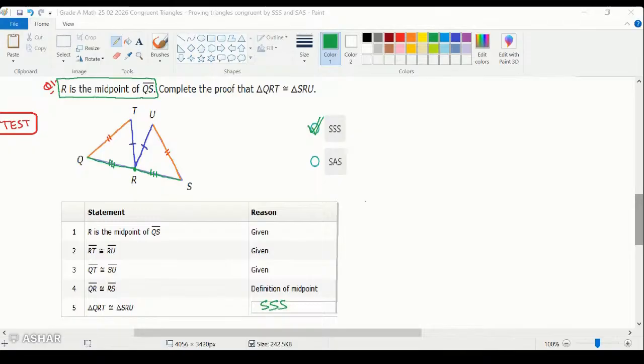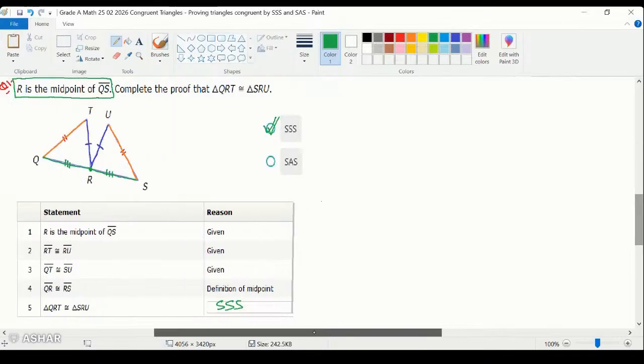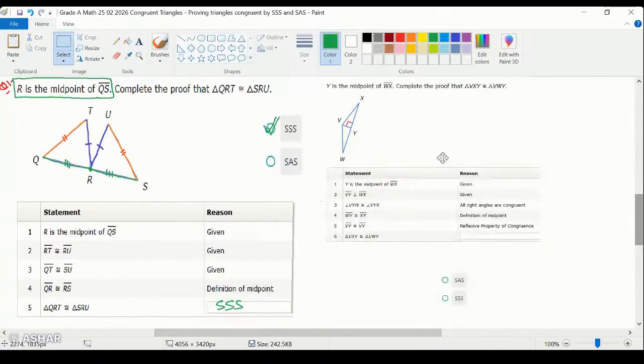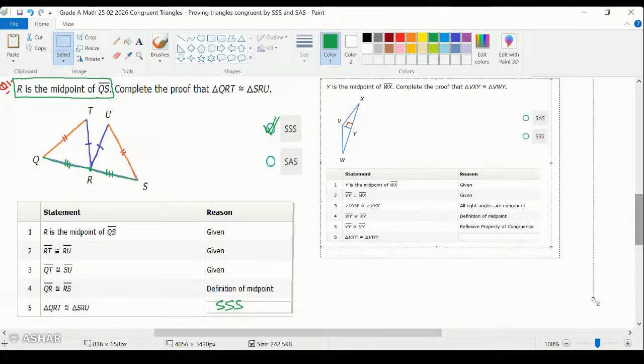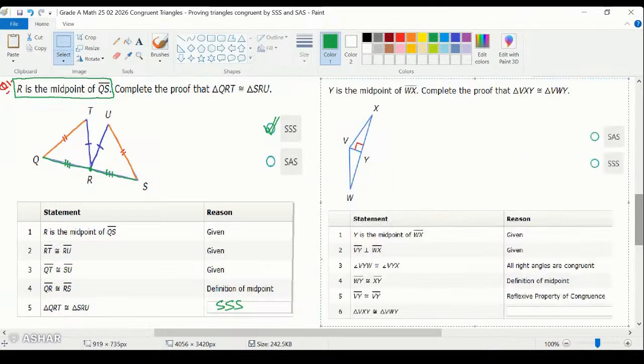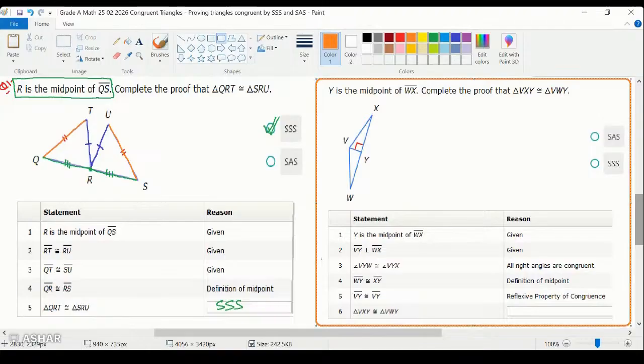Thank you. For the next question, let's see what they're giving us. Question number 2. Question number 2 states that, let's have a look at question number 2. This is the information that has been given to us. Okay, this is our question number 2. Let's separate question number 1 and question number 2 such that. Okay, let's look at question number 2.